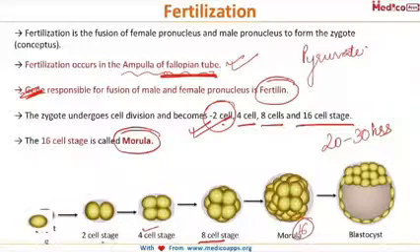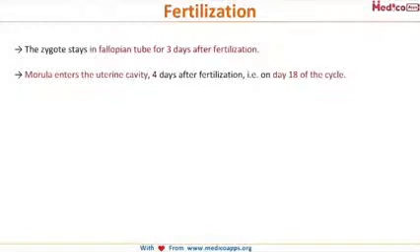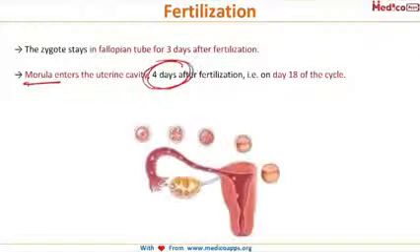So, when does this zygote enter the uterus? It is on the 4th day of fertilization. That is, after traveling for 3 days in the fallopian tubes, the morula enters the uterine cavity on the 4th day of fertilization. And the same thing has been depicted in this diagram. You can see the cell division continuing as well as the movement of the zygote towards the uterus.